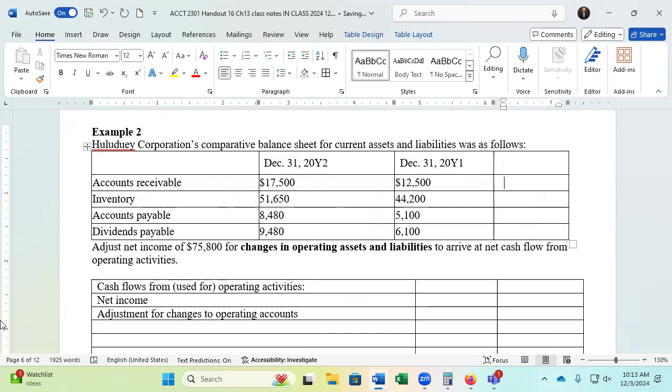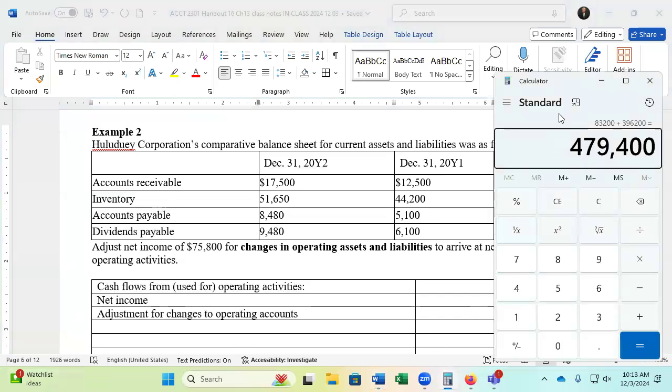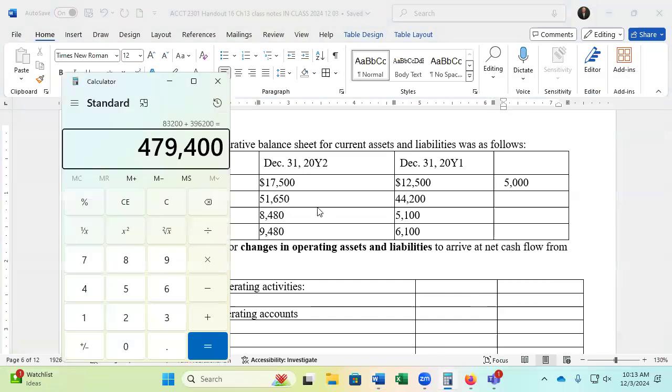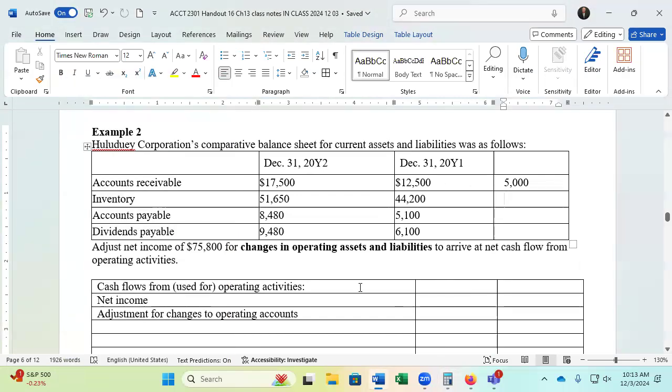Okay, so this looks like 5,000 difference. And remember, year 2 is the next year. So we want to make sure that we record it as an increase or decrease. So we have 51,650 minus 44,200. That equals 7,450, and that's also an increase.